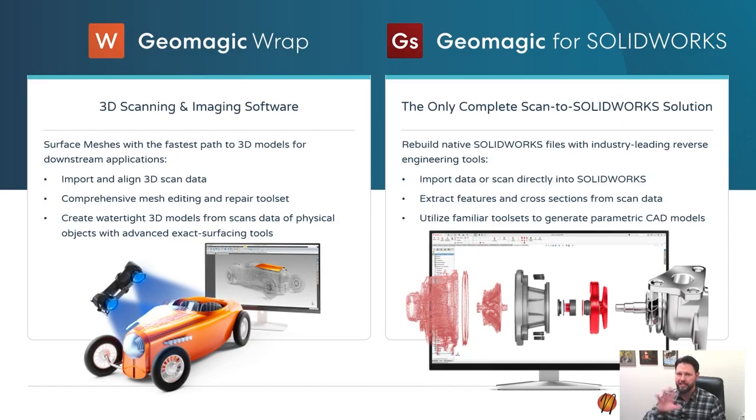Geomagic for SolidWorks is a plugin that you can access in your SolidWorks. It lets you scan into it and do your reverse engineering, and it gives you the ability to utilize SolidWorks features as well as its automatic extraction features. So it's another cool option as well that we have available, doing very similar stuff to what I just showed.